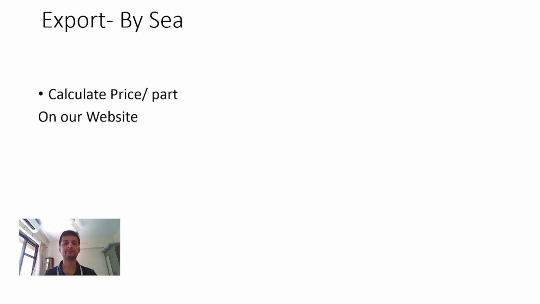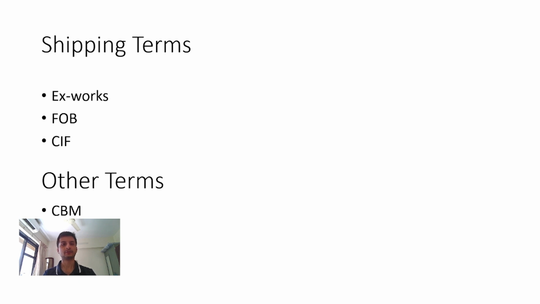So now we have learned to calculate the price of the product. Before calculating the shipping cost, let's first understand the shipping terms. Like I said, it was written EX works. The terms are EX works, FOB and CIF. We're going to learn also what CBM is.